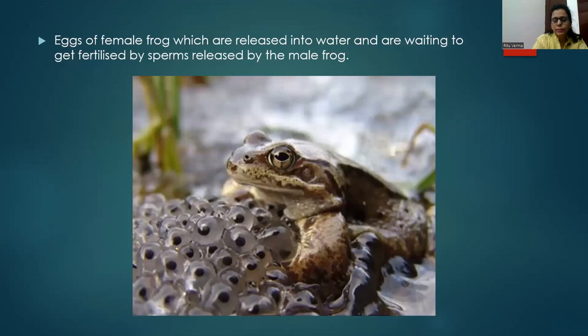In this picture, you can see a female frog and these are the eggs of the female frog. These black colored structures are the eggs. Females also release a large number of eggs at a time, and then they wait for the sperms released by the male frog for the process of fertilization. Here the female's eggs are stationary, and the sperms released by the male frog are motile. They can swim through the water and reach the female gamete for fertilization.